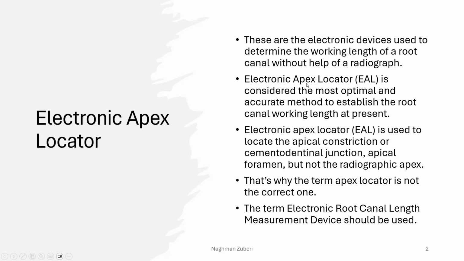EALs, or electronic apex locators, are considered the most optimal and accurate method to establish the root canal working length at present. Electronic apex locators are used to locate the apical constriction or cemento-dentinal junction, apical foramen, but they are not able to determine the radiographic apex. That is why we use the term electronic root canal length measurement device instead of apex locator.